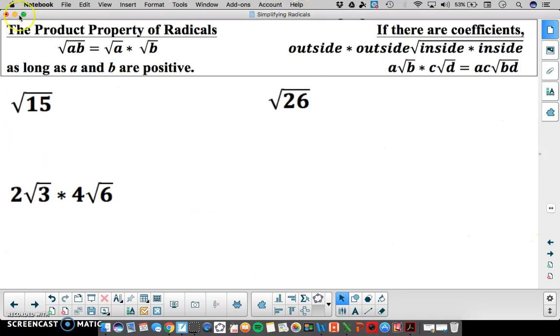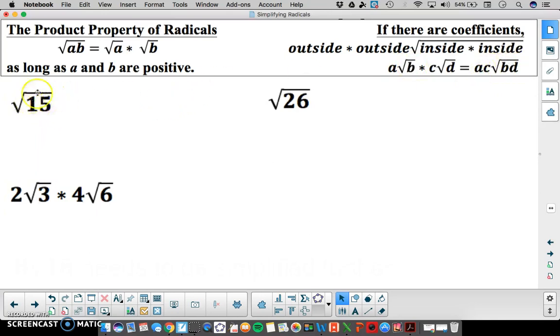So that first property is going to be the product property, where if we have the square root of a times b, we can actually break that apart into the square root of a times the square root of b, as long as a and b are positive. If they're negative, then we're getting into imaginary numbers, and we're not quite there yet. If there are coefficients in front of those radicals, we're going to consider the rule outside times outside and inside times inside, which mathematically looks like a root b times c root d. We would multiply the coefficients together and they would remain a coefficient. And we would multiply the radicands together and they would remain a radicand.